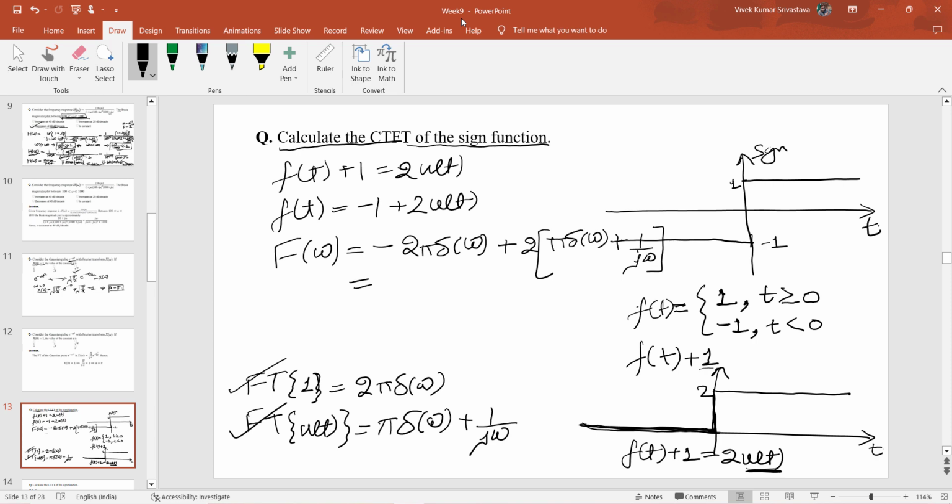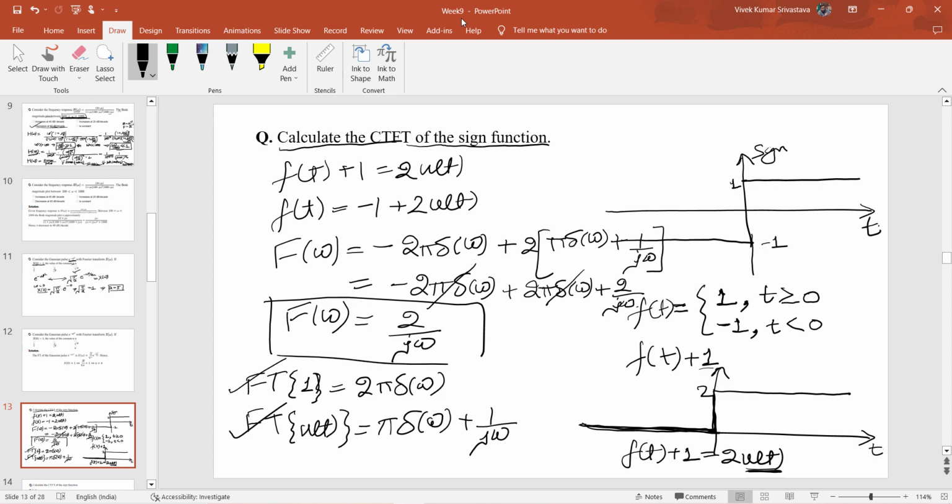Now we can further solve this as minus 2 pi delta of omega plus 2 pi delta of omega plus 2 over j omega. So this 2 pi delta omega will cancel, and the final value that you will get is 2 by j omega. So this is the Fourier transform of a sine function, or say the signum function.